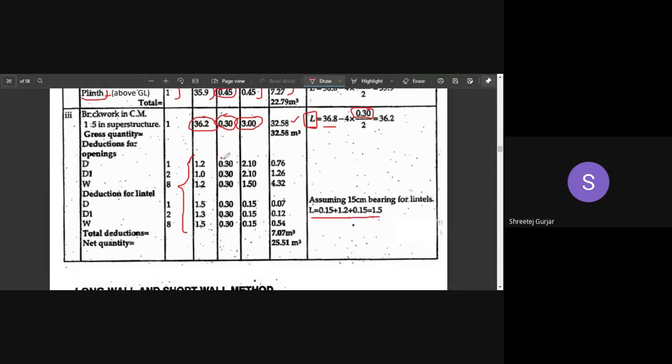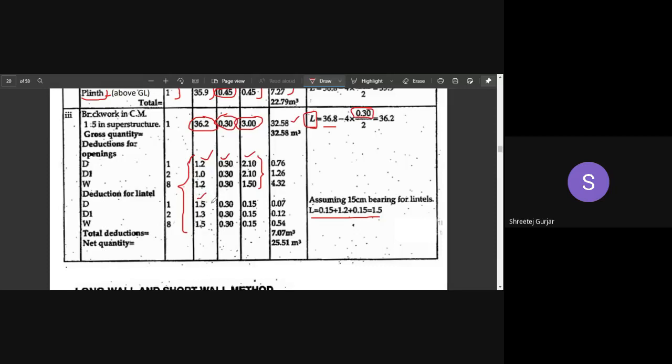So this is the thickness of your walls, right? 0.3 everywhere is the thickness of your walls. And this is the height of your opening. For door it is 2.1, and for window it is 1.4. And then this is the length of your opening, right? Length of your opening plus bearing on both the sides. This is for lintel.